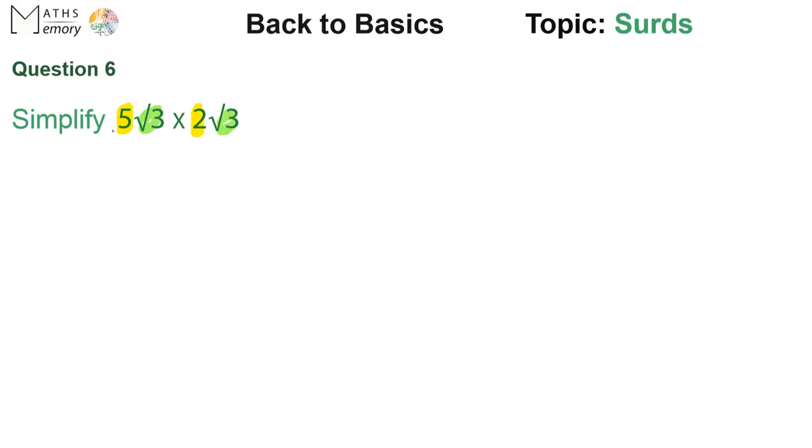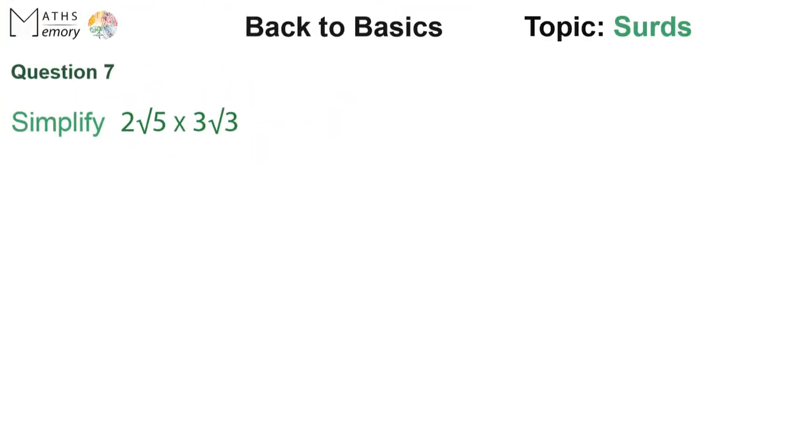So let's deal with the numbers as a red box and the surds as a green box like we've always done. Let's do the first red boxes first, the numbers. So we simply do 5 times 2, which is going to be 10. And then we multiply root 3 times root 3, which is simply going to be 3. 10 times 3 is your answer. And there we go, 30.